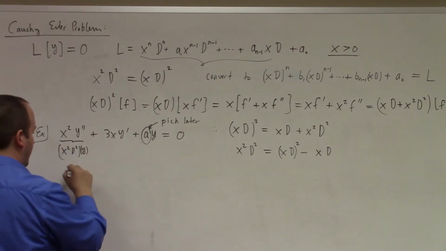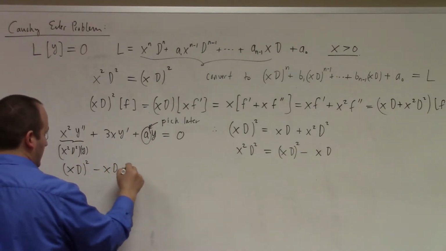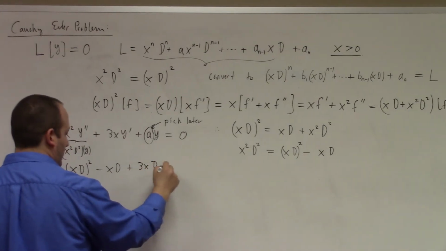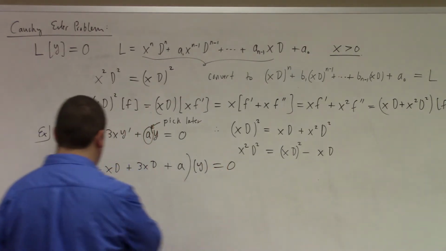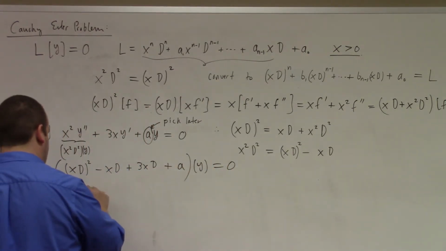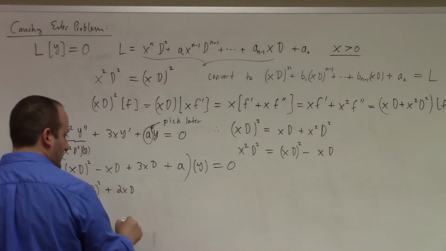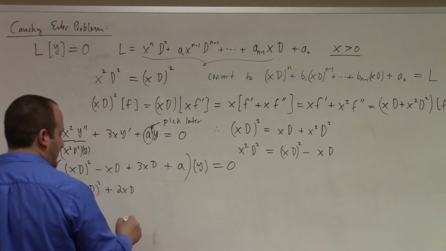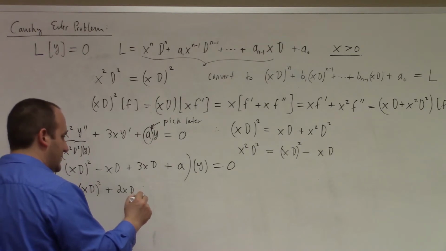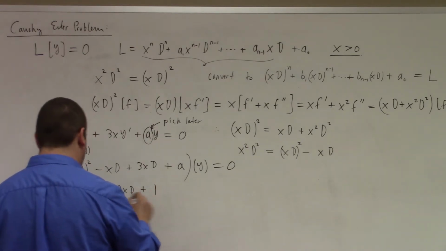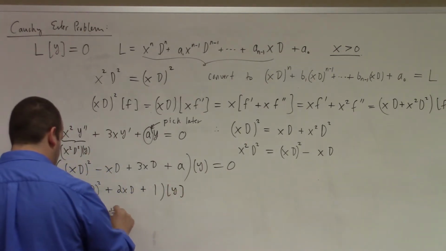So I can trade that for xd quantity squared minus xd, right? Plus 3xd plus a, y equals 0. And that is exactly what? That's xd squared plus 2 times xd. Oh, I see now that my a should have been 1. Or should it be, what do you think it should be, Daniel? It should be 1. Okay. The reason I choose a equal to 1, of course, is so that I can, yeah.